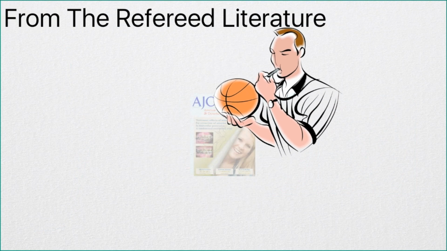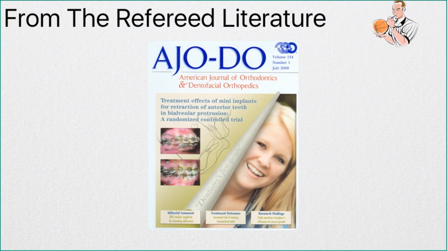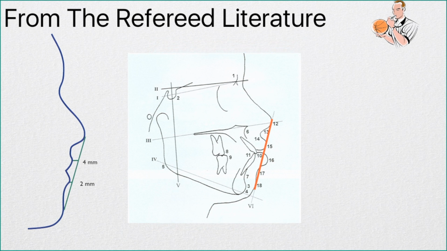Let's apply this to something from the refereed literature. So here we have patients who are going to be treated for what is known as bimaxillary protrusion. And that is defined as when you put this aesthetic line in here, if the lips are ahead of that line, and you can see out of this article how the lips are actually ahead of that line. That's the way the diagnosis is generally done.